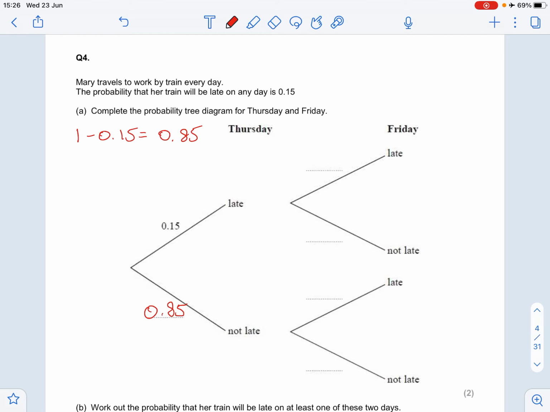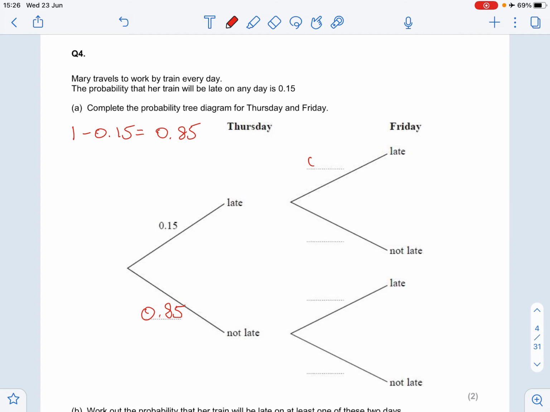So some of you have made calculation errors. Please just use your calculator to double check. So 1 minus 0.15 is 0.85. The probability of being late on any day is the same, so it's 0.15. Therefore, not late is 0.85. So she's late with 0.15 and not late with 0.85.